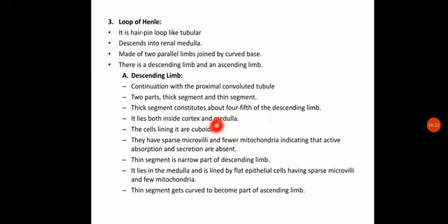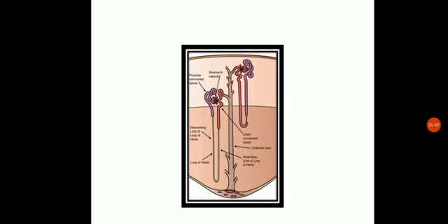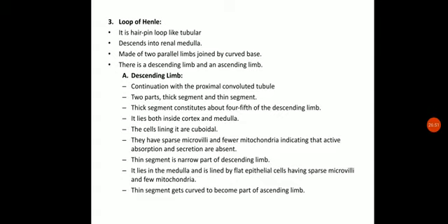The thick segment constitutes about 4/5 of the descending limb, while the remaining part is the thin segment. So the major part of the descending limb of the loop of Henle is the thick segment. It lies both inside the cortex and the medulla.